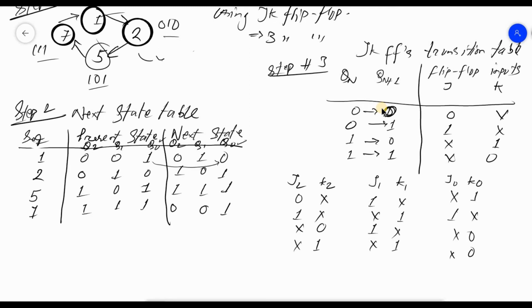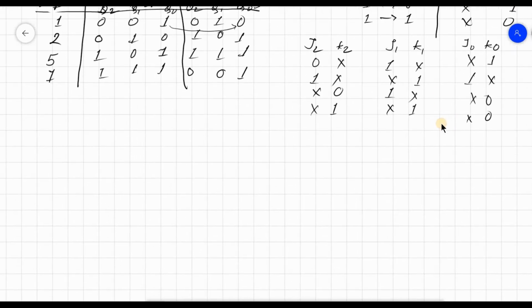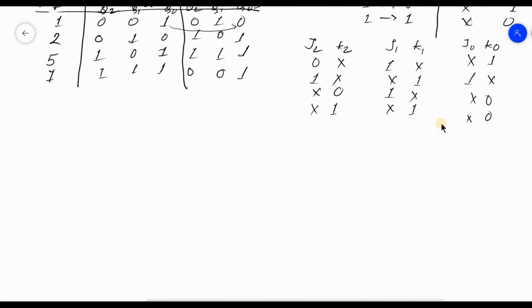Now we can use it in a K-map and simplify to get our simplified expression, which will help us design the logic diagram for the counter. Now I'm not showing the K-map simplification here. I have already done it from before, and I'll just take the equations.